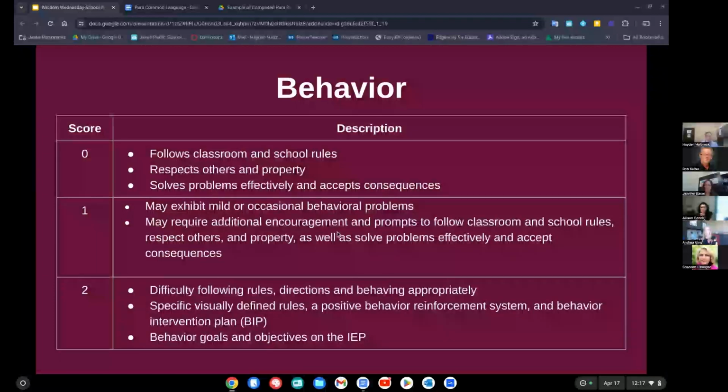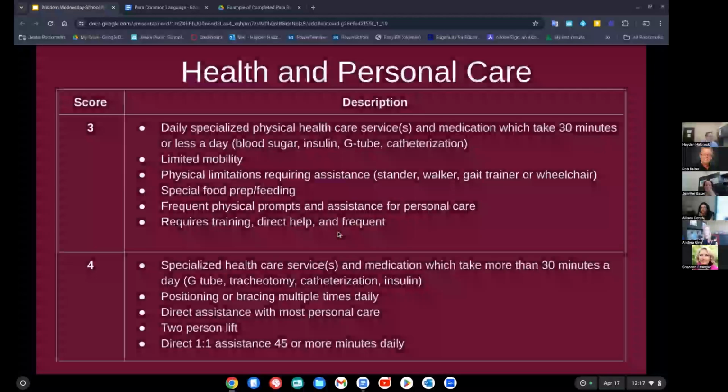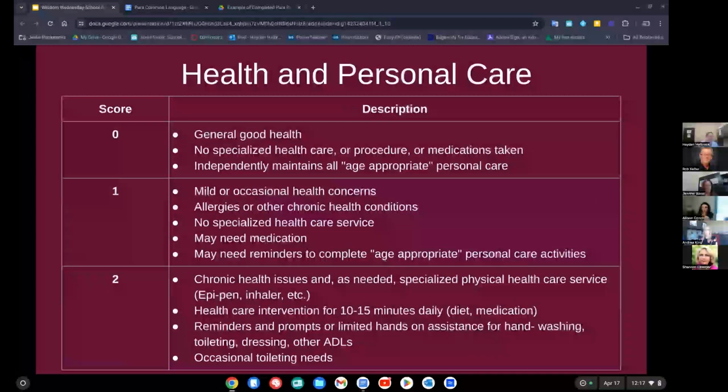I have a question for you. Yeah, go ahead. Sorry, about the helping with personal care. When you're looking at that category, it's really about the level, just to make sure I'm understanding and that others are too, the level at which an additional adult would need to support those things, whether it be the para being trained on and being able to use assistive devices, like a gait trainer walker, which would require an additional adult to do those things.